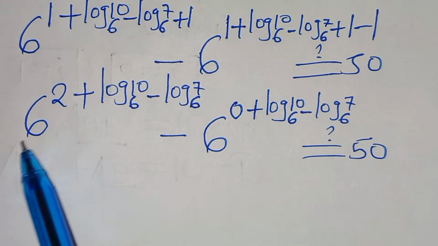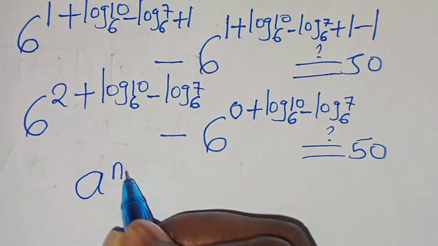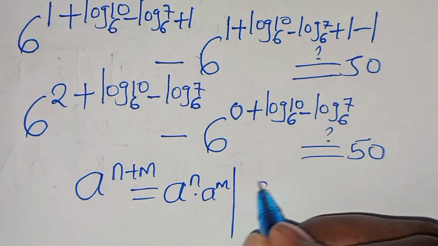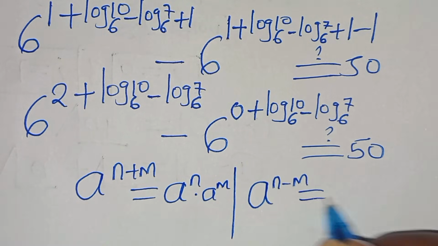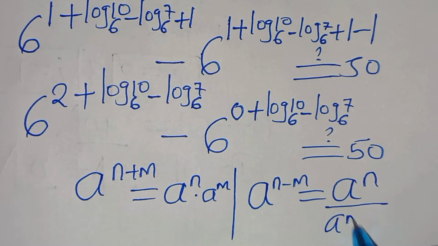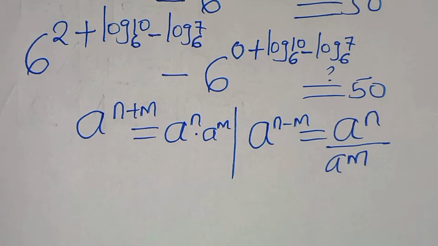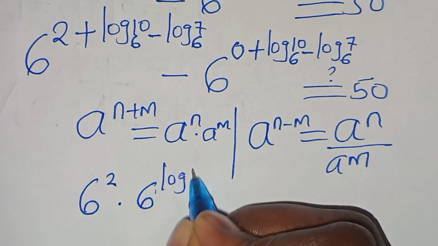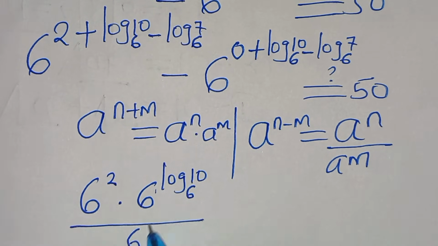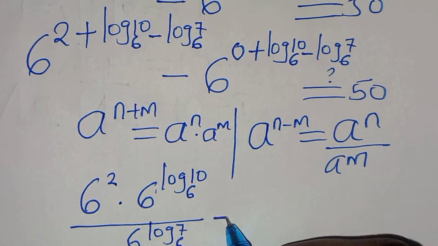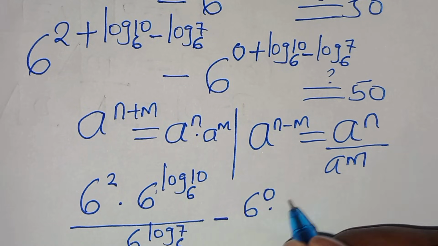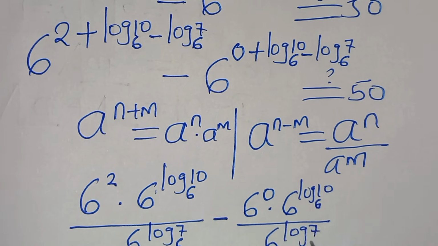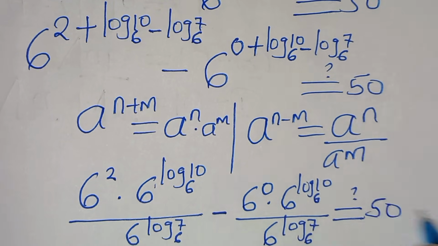Now, the next step is that this is in the form of a to the power of n plus m, which we can express as a to the power of n times a to the power of m. Then this again is in the form of a to the power of n minus m, which can be expressed as a to the power of n divided by a to the power of m. So this means that here we have 6 to the power of 2 times 6 to the power of log 10 to base 6 divided by 6 to the power of log 7 to base 6, subtract 6 to the power of 0 multiplying by 6 to the power of log 10 to base 6 divided by 6 to the power of log 7 to base 6. This should give us a value of 50.